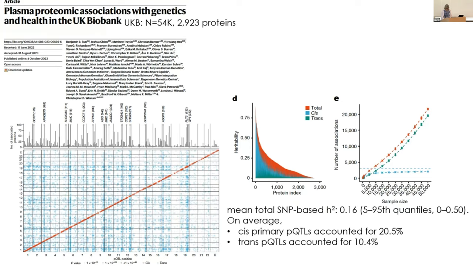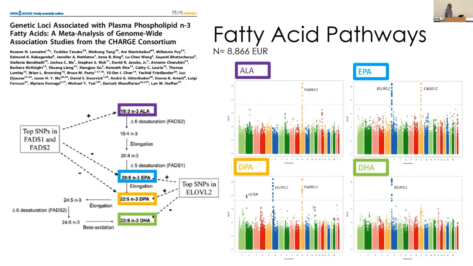In terms of what trans effects could look like, I like this example of fatty acids. Obviously, fatty acids come from the diet, but there are enzymes which change fatty acid composition. So we can see in this known pathway of fatty acids, if we do a GWAS on the first fatty acid, then one locus comes up. When you go to the next one down the pathway, the first locus remains and a new one comes. Third one down the pathway, the first two are still there and the third one comes. So I think that's a nice example of pathway results.